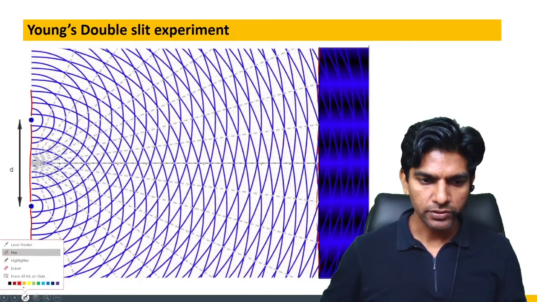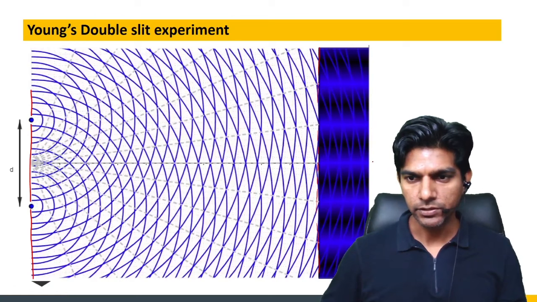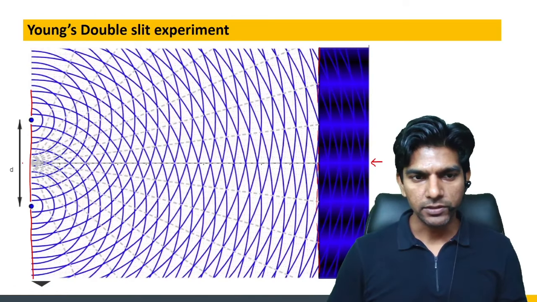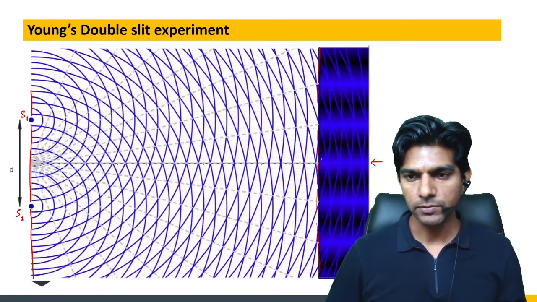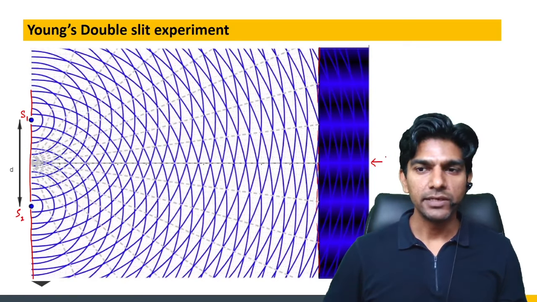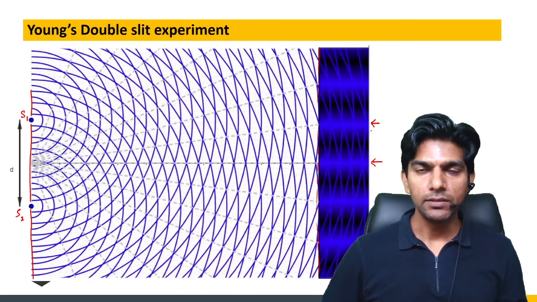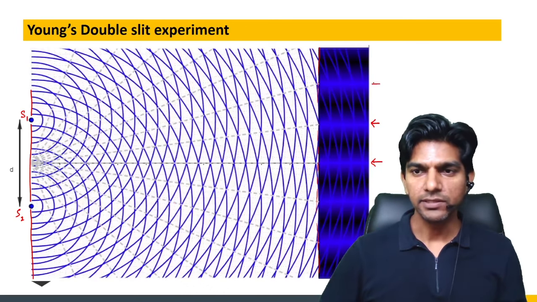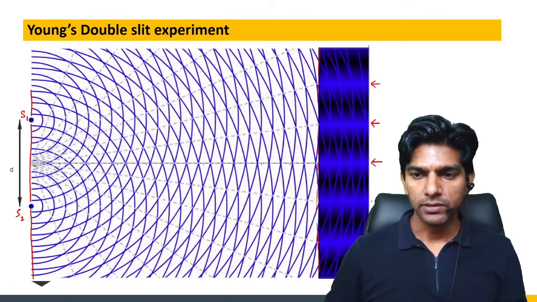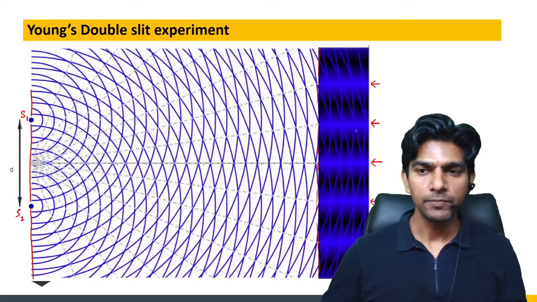And let me just show you some important fringes. This fringe, which lies at the perpendicular bisector of S1, S2, where S1, S2 are the coherent sources, is known as the central maxima, right? So this is the central maxima. This is the first maxima. This is the second maxima. This is the first maxima below the central maxima. This is the second maxima.